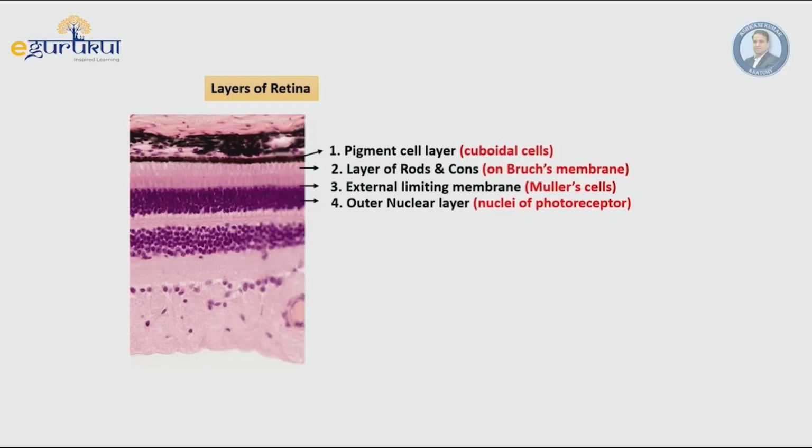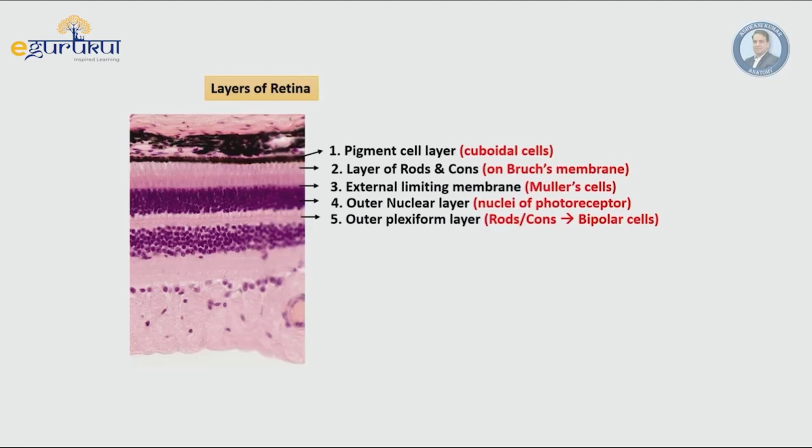Followed by the outer plexiform layer. As the name suggests, plexiform layer. This is the outer plexiform layer, where the rods and cones are synapsing with the bipolar cells. You can just see those axons where they are synapsing with each other, and that's why the name is plexiform.